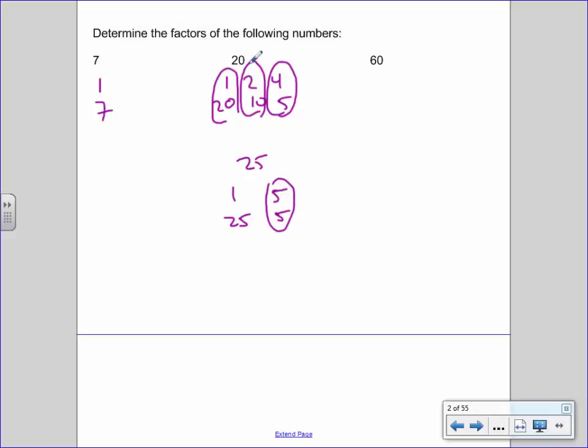So really, this is just a process of working through them. 60 would be, well, 1 goes with 60. 2 goes with 30. 3 goes with 20. 4 goes with 15.